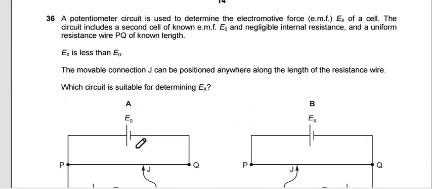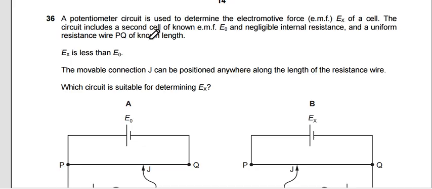A potentiometer circuit is used to determine the EMF EX of a cell. The circuit includes a second cell of known EMF E naught and negligible internal resistance, and a uniform resistance wire BQ of known length. EX is less than E naught. Movable connection G can be positioned anywhere along the length of the resistance wire. Which circuit is suitable for determining EX?